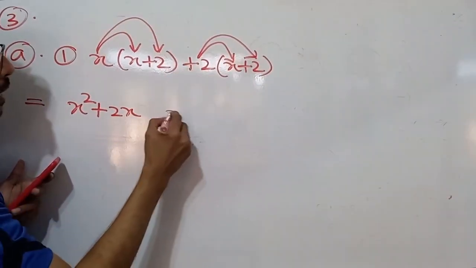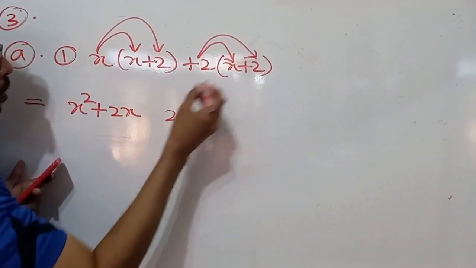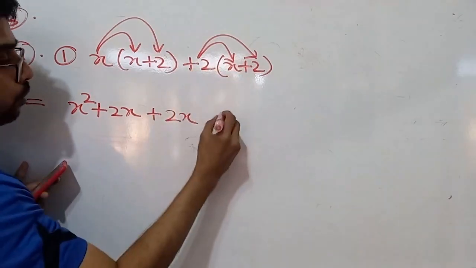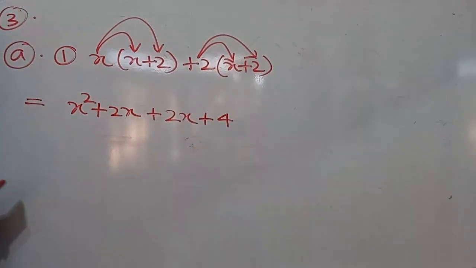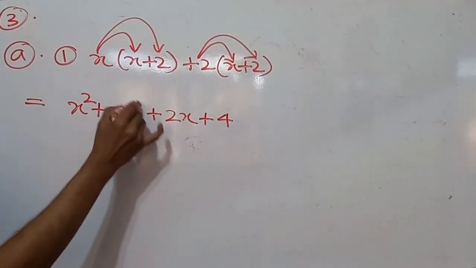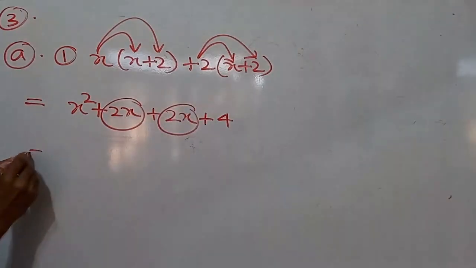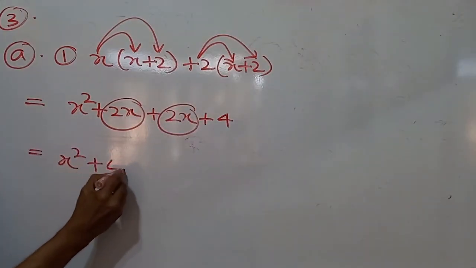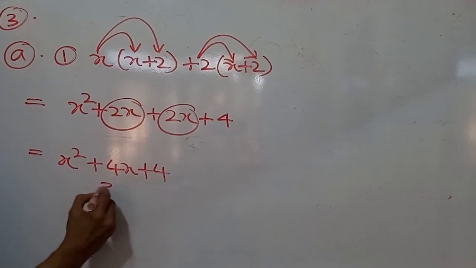So 2 times x, that is what? 2x. Positive into positive, that is positive. 2 times 2, that is 4. Positive into positive, that is positive. Now look, like terms, right? So x squared plus 4x plus 4.